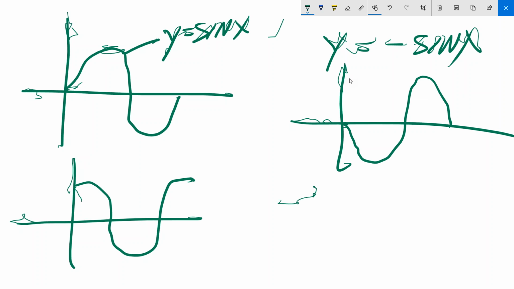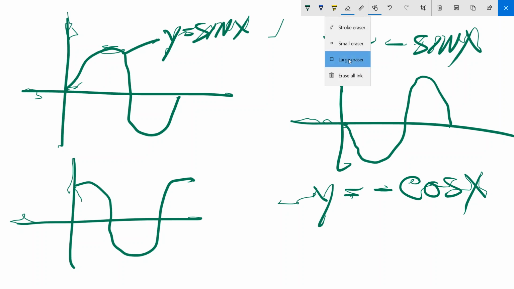Notice that if I want negative cosine x, that would be a reflection over the x-axis also. What would, here, let me change this just a little bit here for a moment.